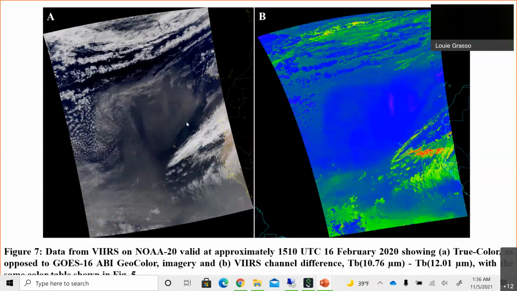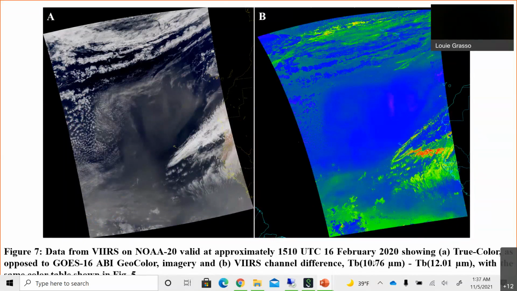Okay, so here now is another instrument. This is VIIRS, and we can see at 1510, so a couple hours earlier, we can clearly see the dust in through here in the eastern Atlantic, and then the other region down here called the southern dust region. The split window difference is using the same color table I showed before.